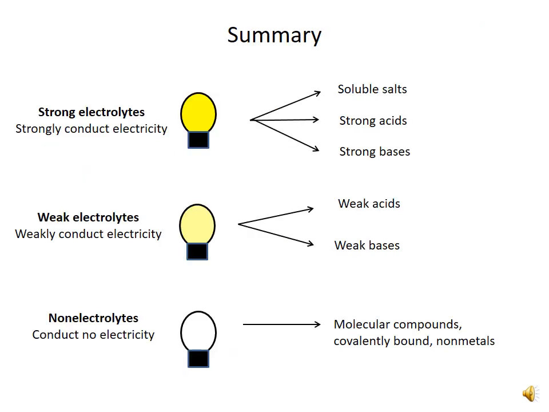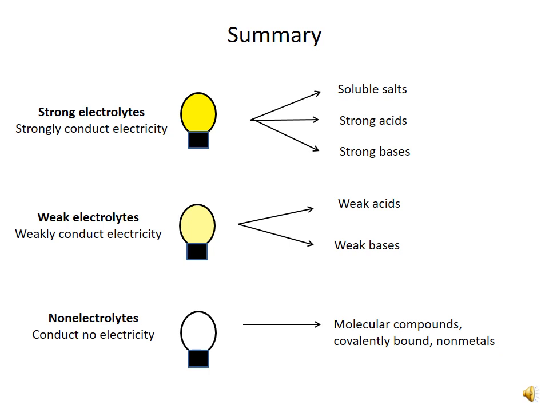So let's summarize the information that we've talked about so far today. First, there's a category of electrolytes called strong electrolytes, and these of course conduct electricity strongly. And we're going to do this in the lab by seeing how brightly it lights up a light bulb. So a strong electrolyte is going to cause a light bulb to glow very brightly. These are going to be things like soluble salts, strong acids, and strong bases dissolved in water. If you test the solution and you see that your light bulb is glowing dimly, well then it's likely a weak electrolyte because it's only weakly conducting electricity. This means that that substance is going to fit into the category of a weak acid or a weak base.